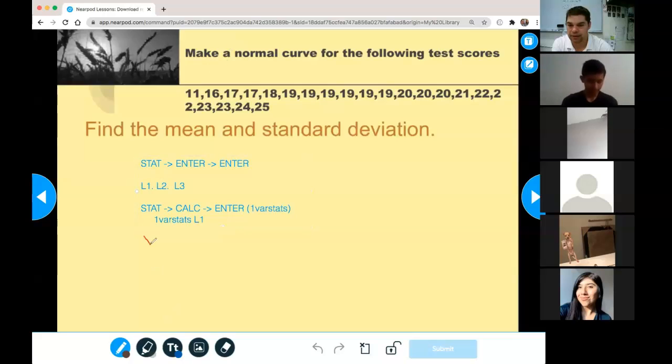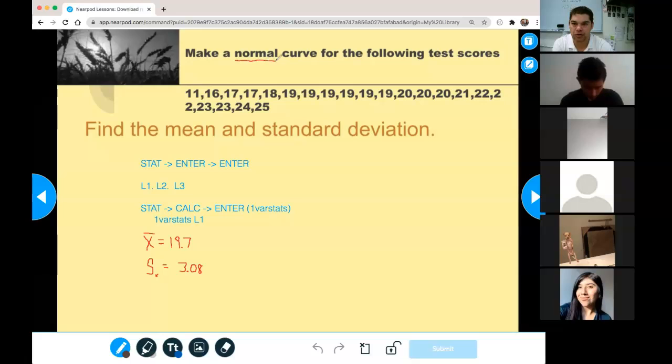So you should get the mean is 19.67. I want to round it to 19.7. And we use S. This is sample data, so these are like sample test scores. So we use Sx. 3.08. There's your mean and your standard deviation.